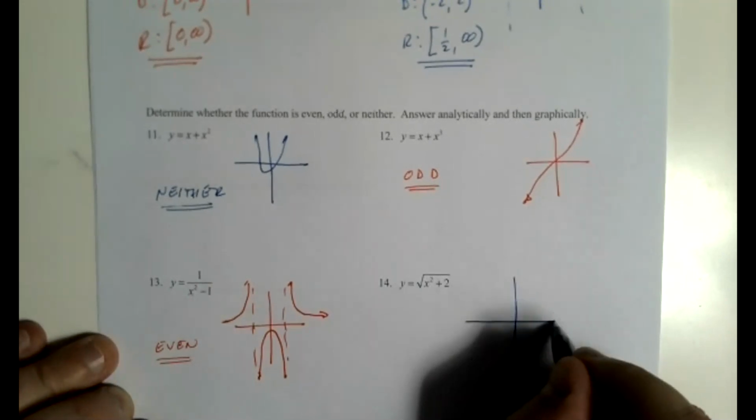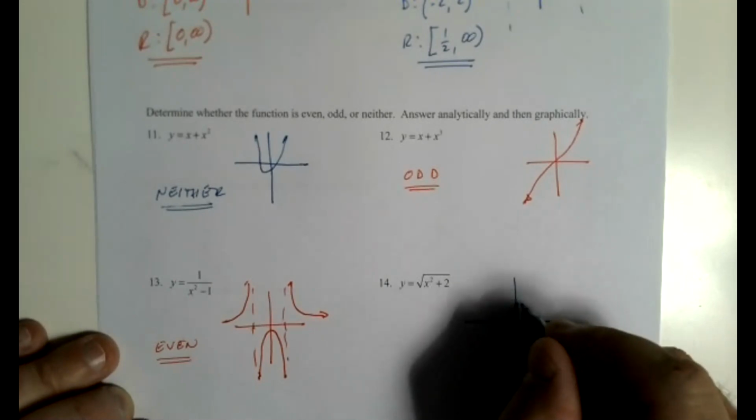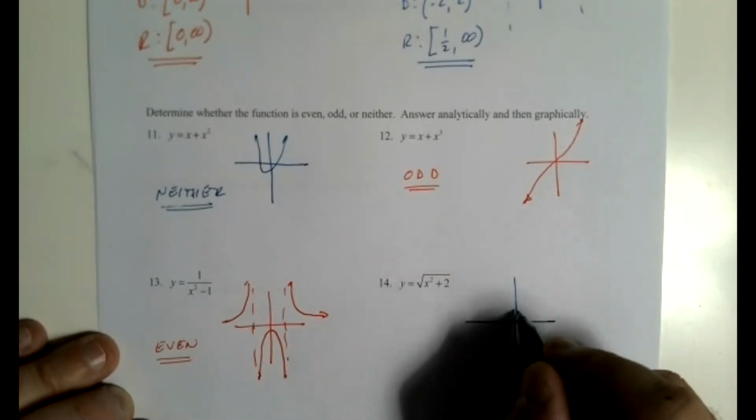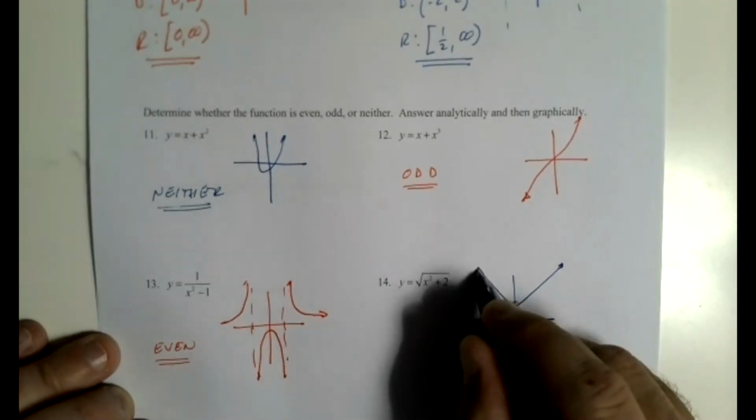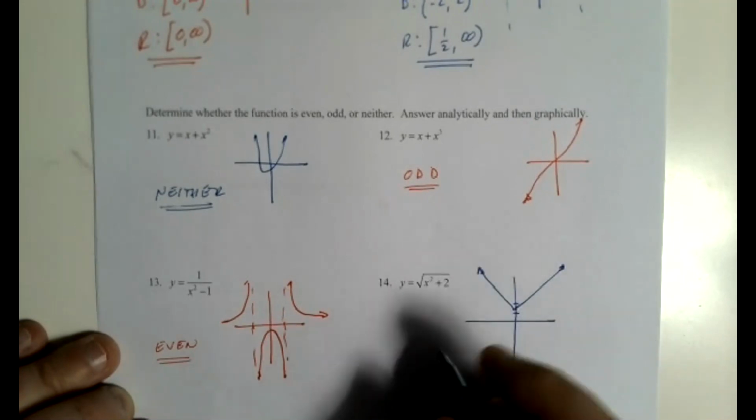This is kind of cool. This actually looks a lot like the absolute value. Plug in 0, I get square root of 2. So this is 1 and this is 2. It hits about 1.4. Goes up, and here it goes up. That is even.